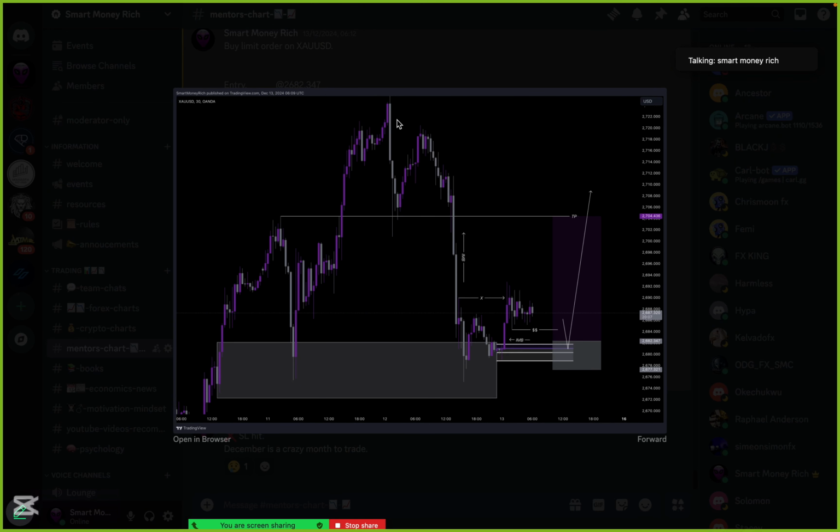After the mitigation of this supply, you see how impulsive the continuation candles are. We have just 1, 2 candles and price was already at the demand zone.